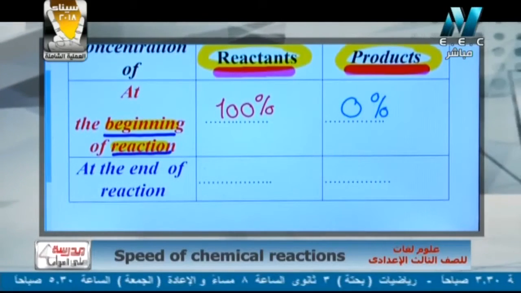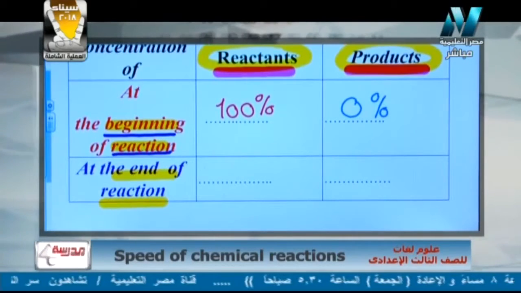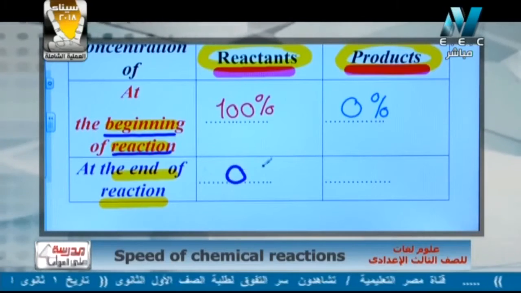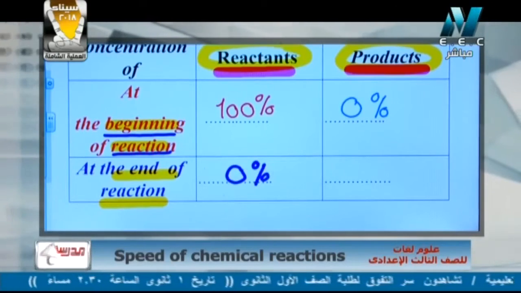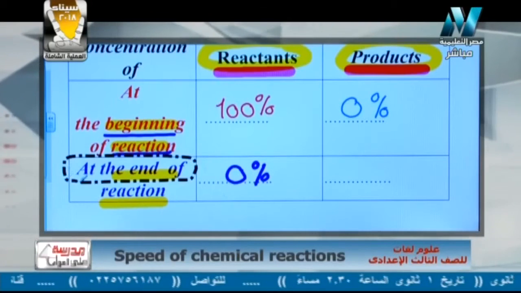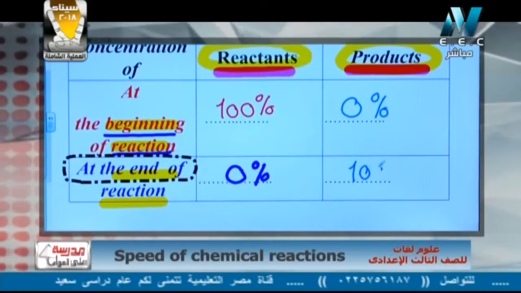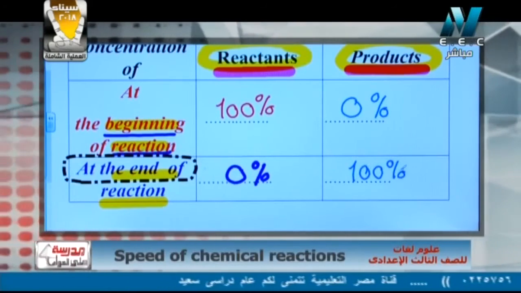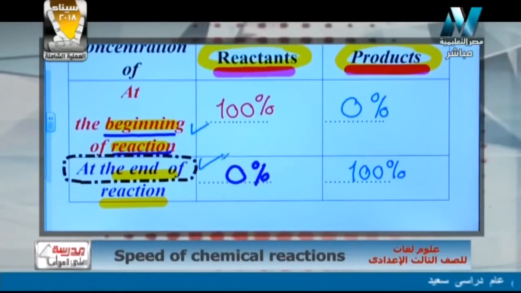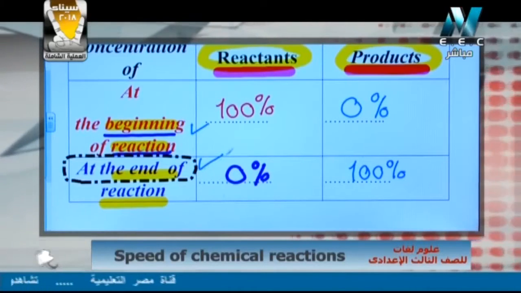But at the end of the chemical reaction, the concentration of reactants is 0, because we talk here about the end of the reaction. خلاص مفيش reactants, but we have only products. So we have here 100% of products. Pay attention to at the beginning and at the end, because we talk about time, and time is the main factor of the speed of chemical reaction.